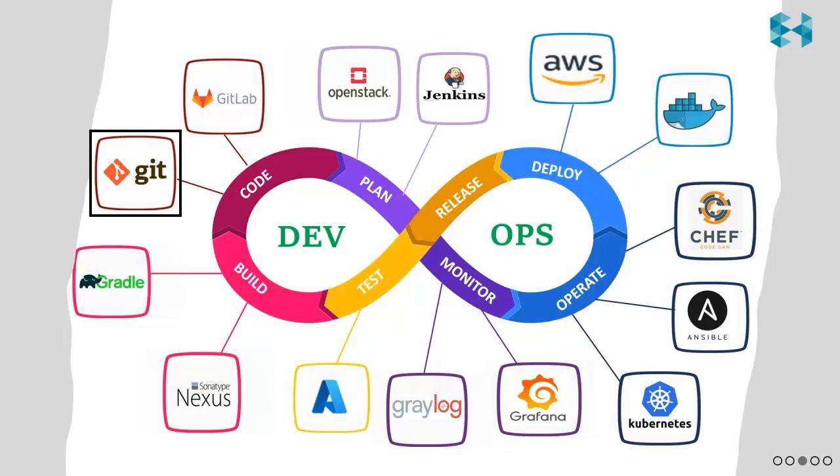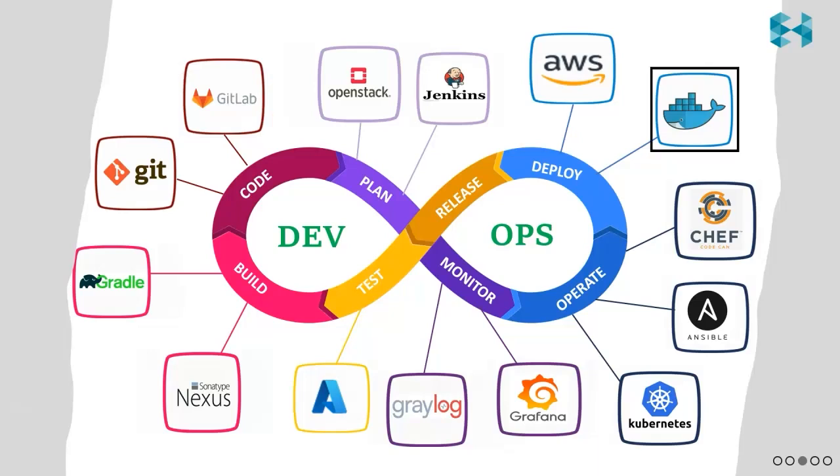First, we have Git, your version control buddy. It helps you track code changes, collaborate with your team, and roll back whenever needed. Every DevOps engineer uses Git daily. Moving ahead, we have GitLab, which takes Git to the next level by offering built-in CI/CD pipelines.